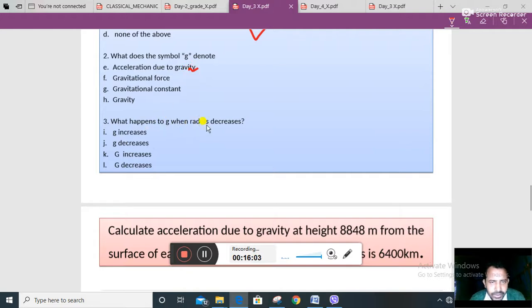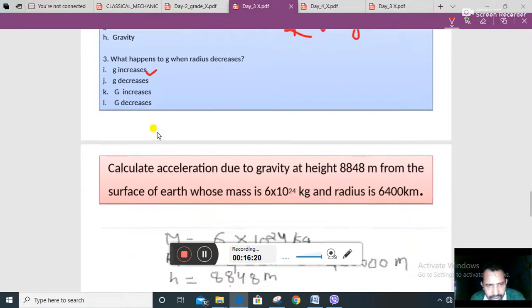What happens to g when the radius decreases? I think from here also we can conclude that answer. If the radius decreases, the g value increases because they are inversely proportional. The g value increases. And we don't talk about G, this is the constant one. So g increases, which means this one is the answer.